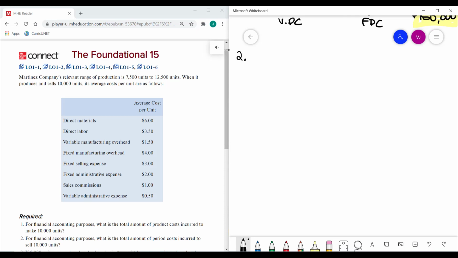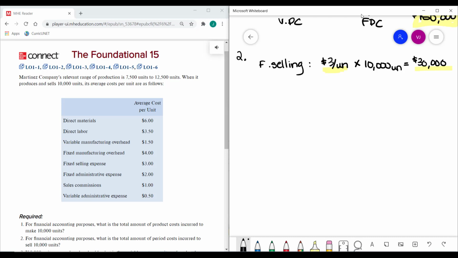So let's first find out what the fixed selling expense comes out to in total. So it's $3 a unit when 10,000 units are sold. So 3 times 10,000, that means that the total fixed selling expense each period is $30,000. But since they produced and sold 10,000 units this period, that worked out to about $3 per unit here. So that $3 a unit is just applicable to this level of activity of 10,000 units.